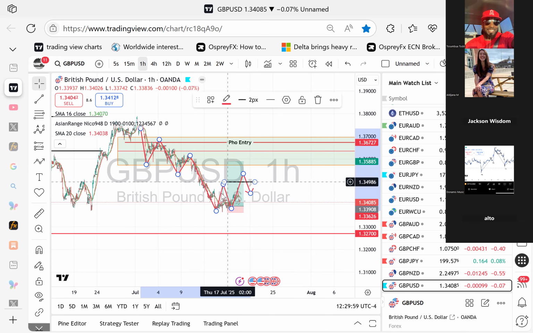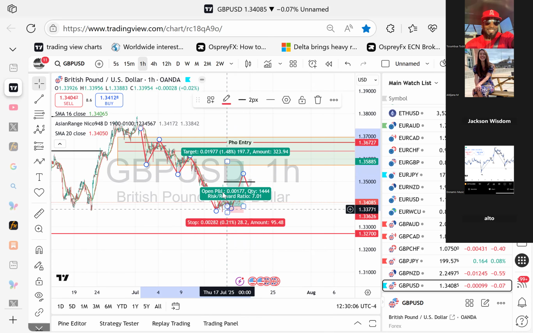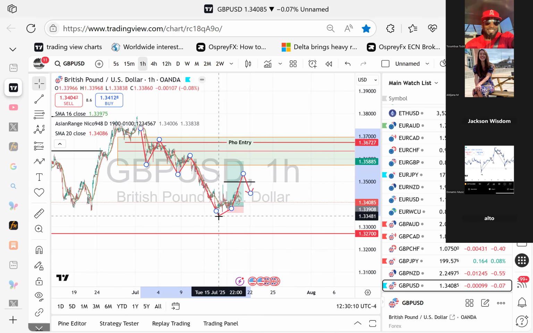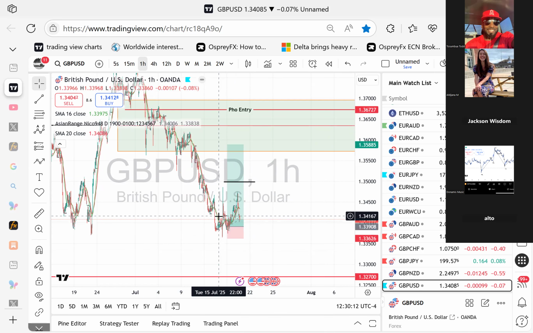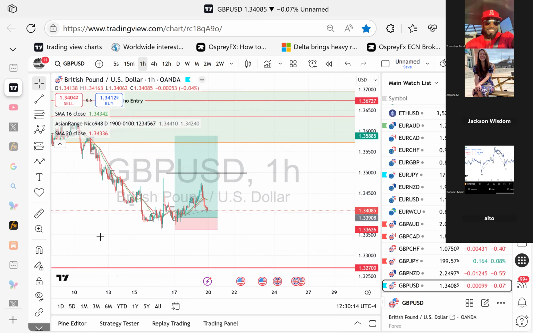If you don't use wicks, like I don't use those wicks, wicks are cool. But my change of character is a lot further down. Because for me, this is how I see the structure. That move up right there is a break of structure. It's a change of character. This pullback right here is your entry. And now you're off to the races.